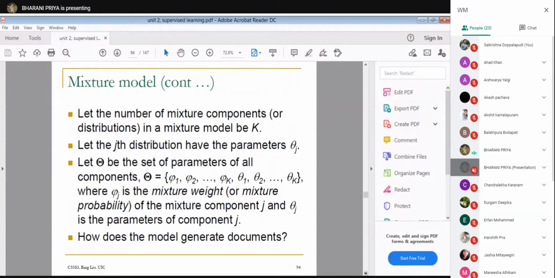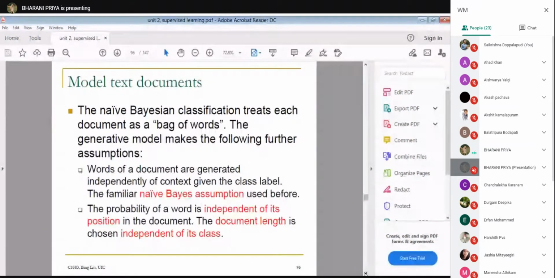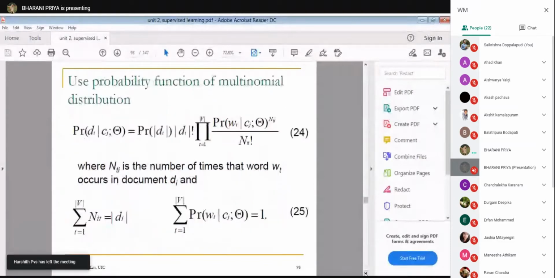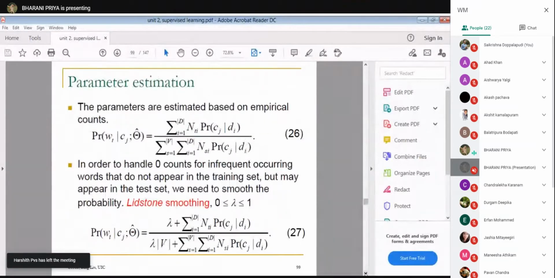Remember the formulas. So the probability of the word given the class Cj is given by the sigma of i equal to 1 to mod t of ni, the conditional prior probability, divided by the summation of all the probabilities where the document is given. You need to find the probabilities of the class given the document Di.